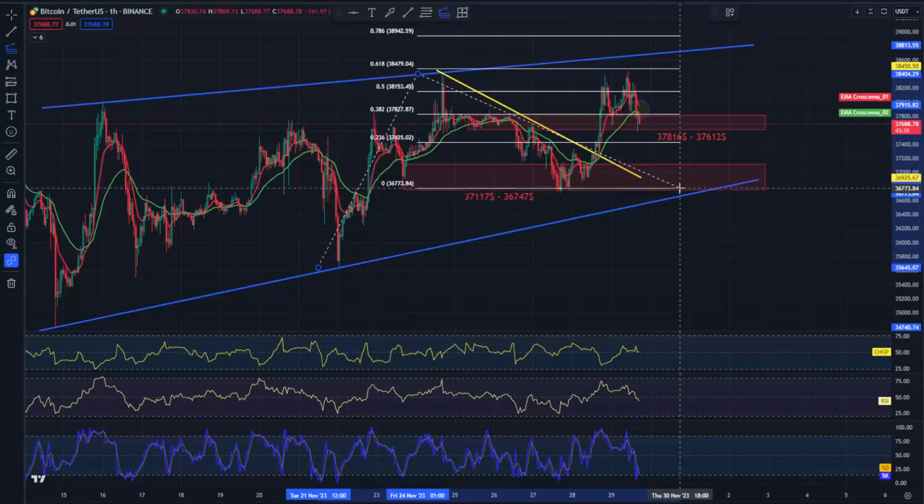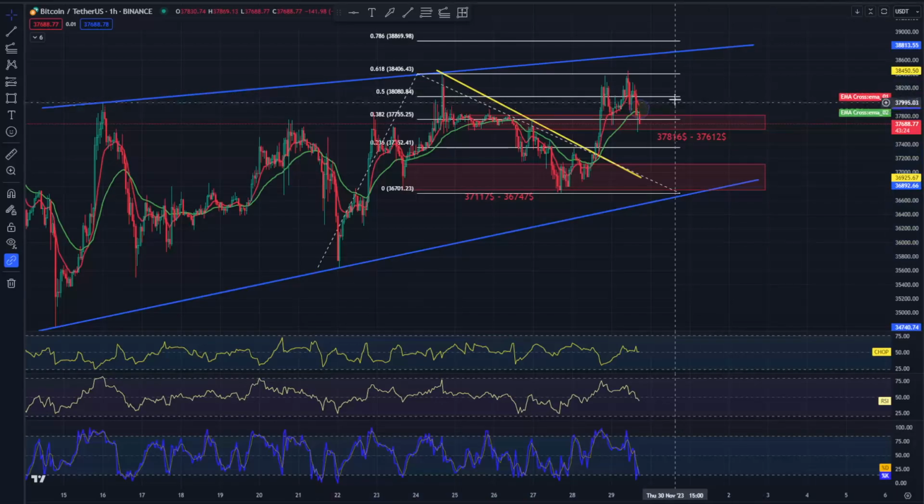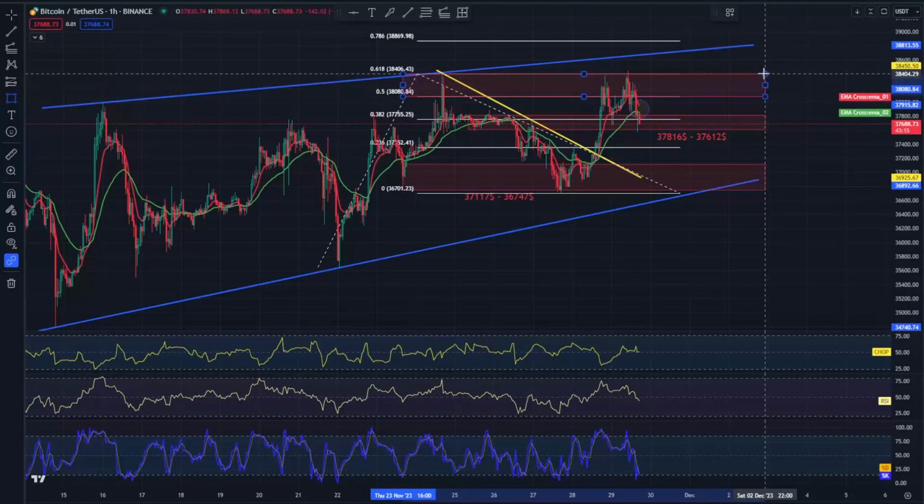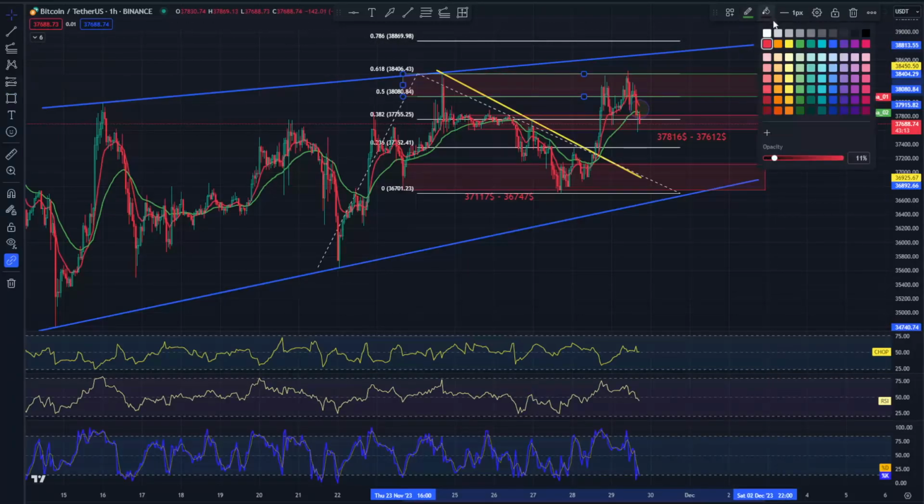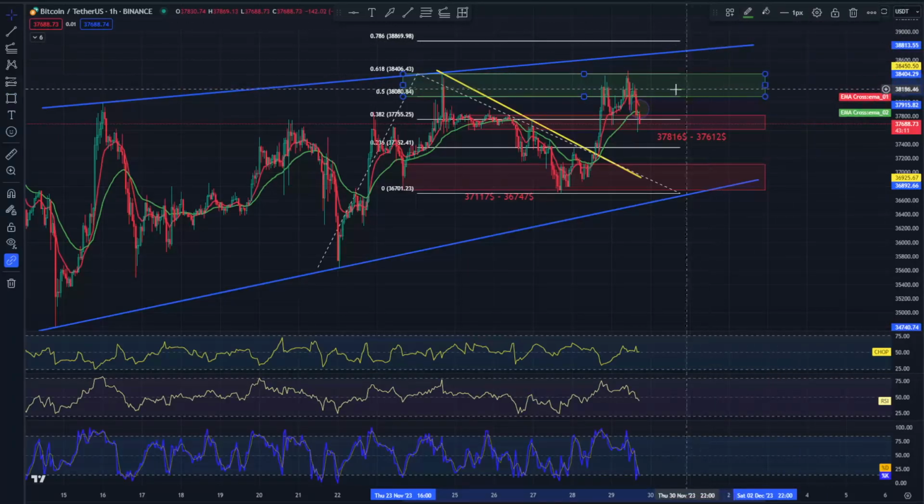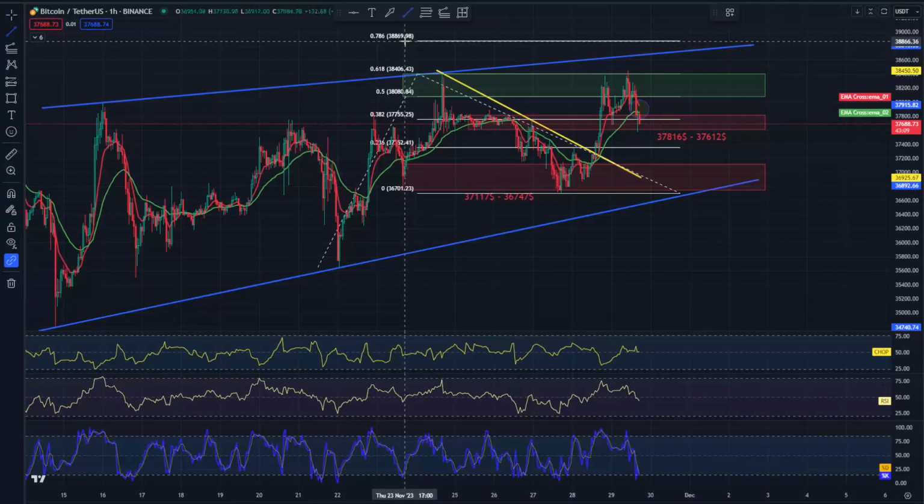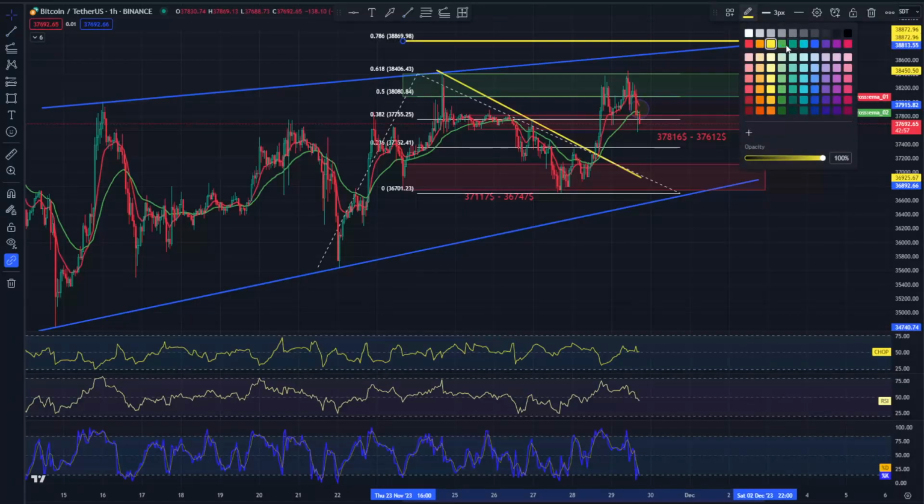Looking the other way, we can determine resistance locations in a similar way using the trend-based fib extension tool. First, we will mark a strong resistance zone from $38,080 to $38,872. When it is overcome, the price will move towards the resistance at $38,872.